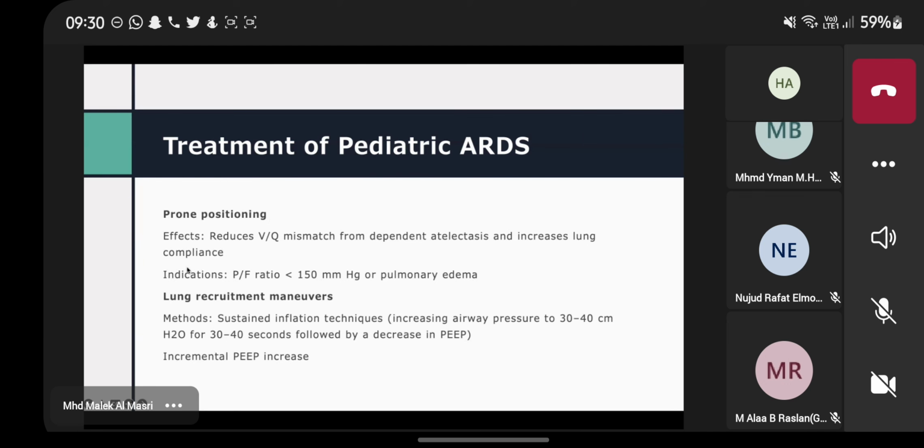Lung recruitment maneuvers include the sustained inflation techniques, where you have an increase in airway pressure for a few seconds and then you decrease it, so you can keep the lung inflated in a way. Or we can implement the incremental or gradual PEEP increase.